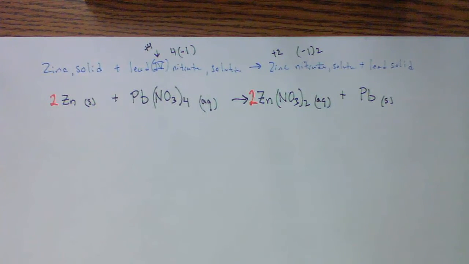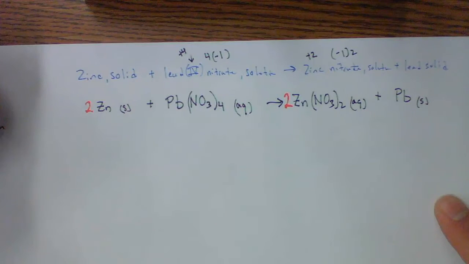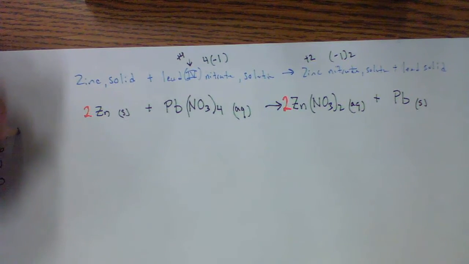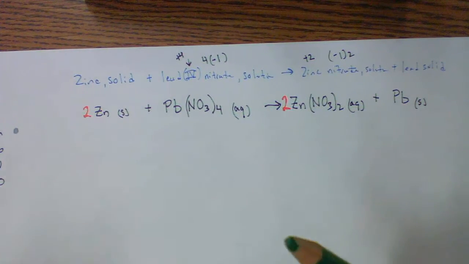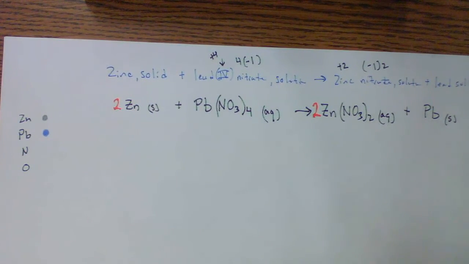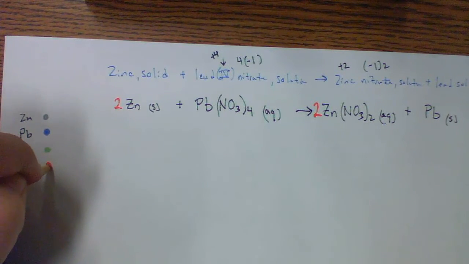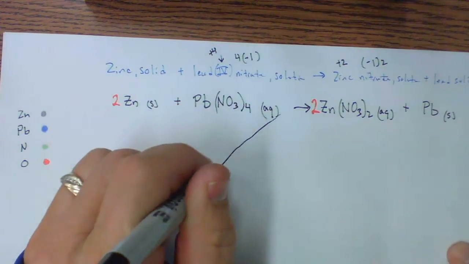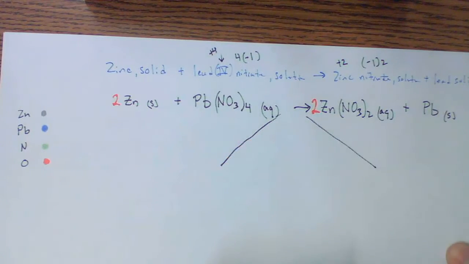Now I've got to do my particle diagram, and I'm going to do this with a key. For each of these particles, I've got zinc, I've got lead, I've got nitrogen, and I've got oxygen. I'm going to have a different color for each. My zinc, I'm going to make that this gray color. My lead, I'm going to make the blue color. Nitrogen, let's make that a green. And then my oxygen, I'm going to make that red. Okay, and this is where I'm going to separate this out. I'm going to say this is my beginning, and this is my end.